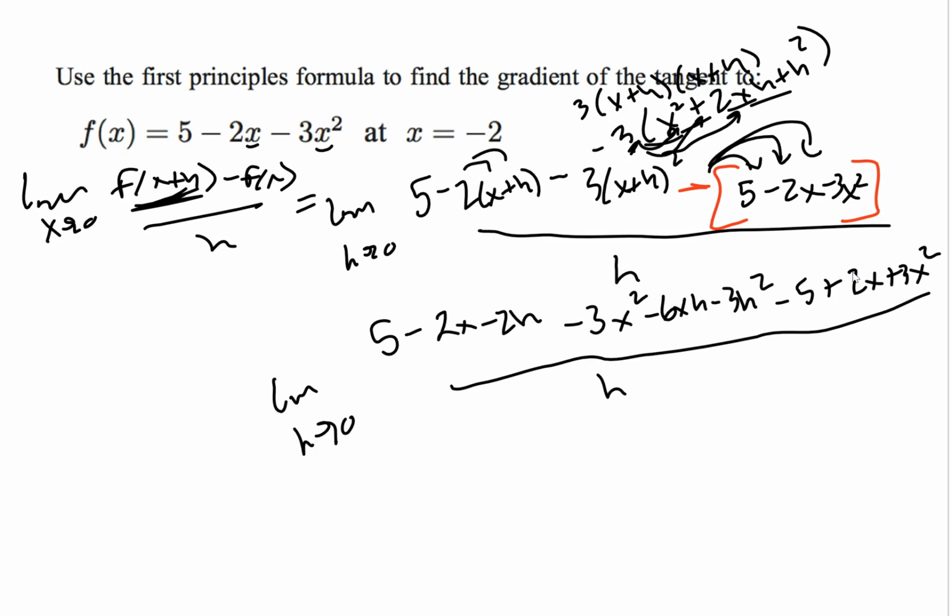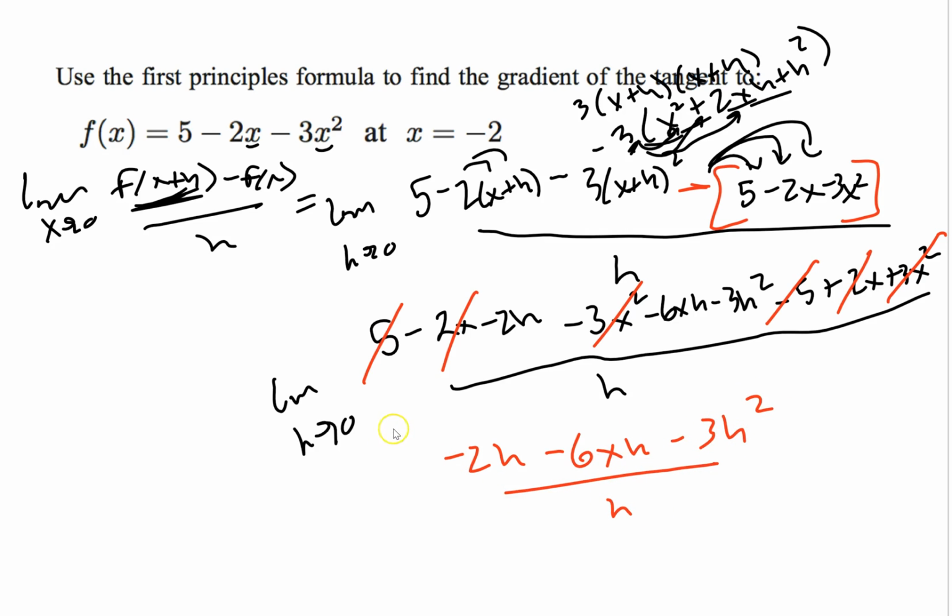Looks ugly, but remember what I said. If you do this correctly, anything without an h should kind of cancel out. 3x squared's gone. Positive 2x, minus 2x. Negative 5, positive 5. Right, and all you're left with is this: 2h minus 6xh minus 3h squared, all over h.